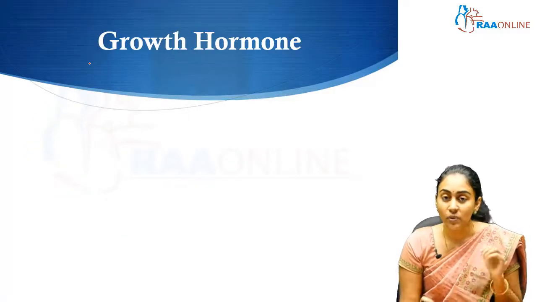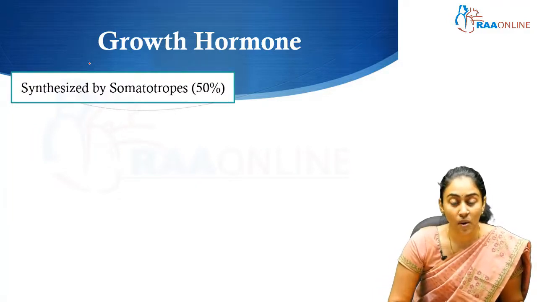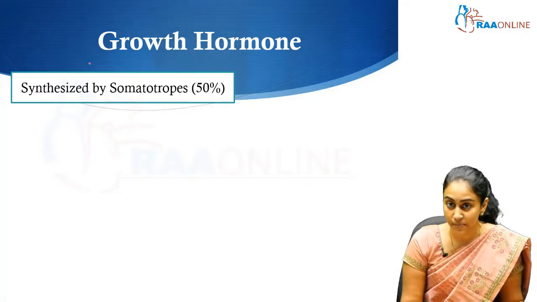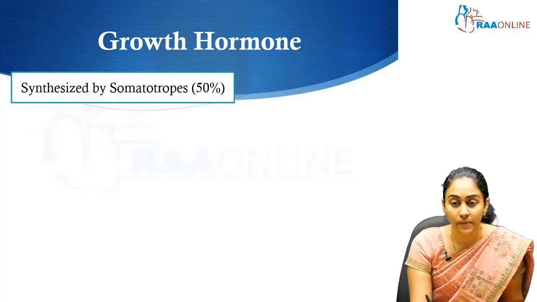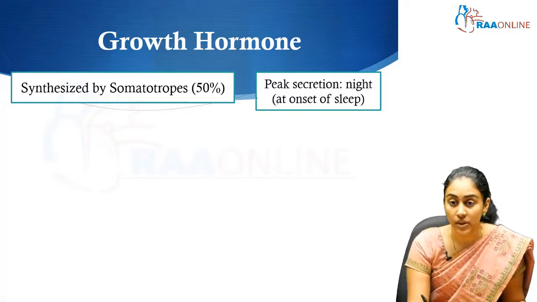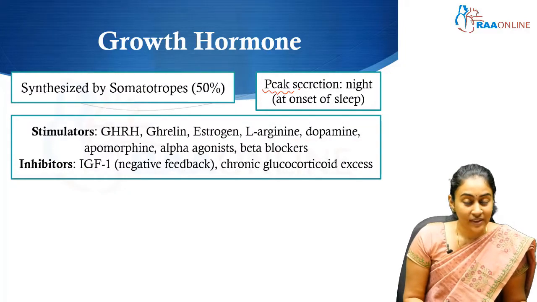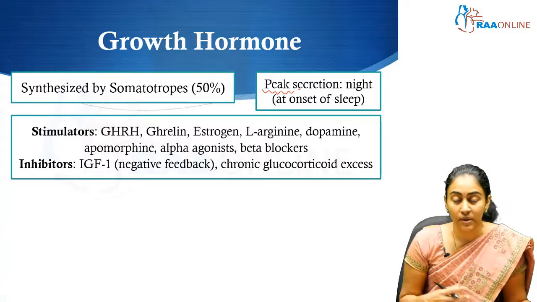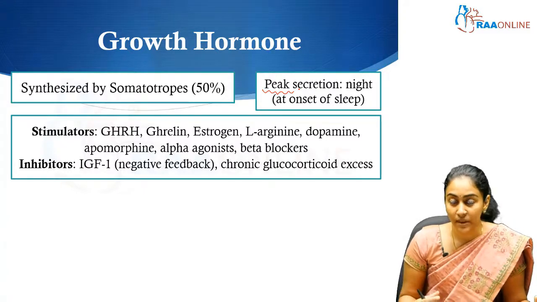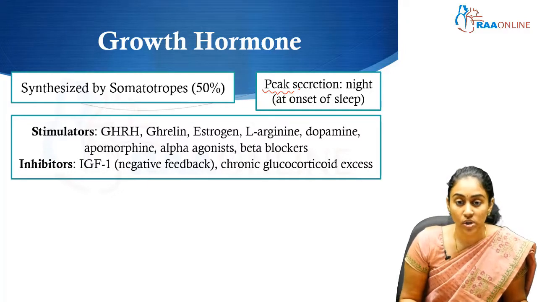So, let us look at one hormone after another. Let us first look at growth hormone, because this is synthesized by the somatotropes, which constitute up to 50% of the anterior pituitary cells. So, this is the most common type of cell present in the anterior pituitary. The peak secretion occurs at night, during the onset of sleep. As we would be familiar with, most hormones have a circadian rhythm, so they may be high during certain periods of the day and low during certain other periods of the day. For growth hormone, the peak synthesis and secretion happens during the onset of sleep at night.